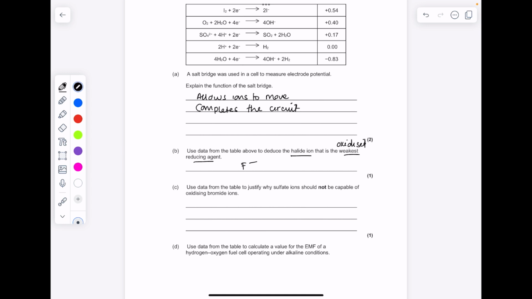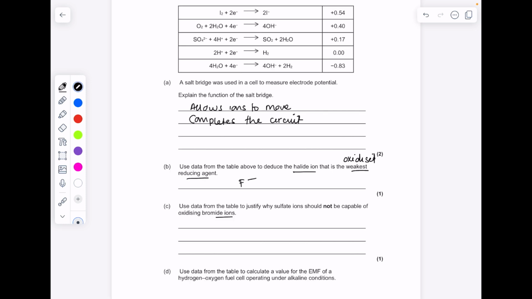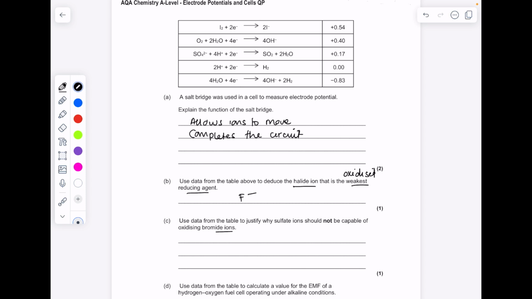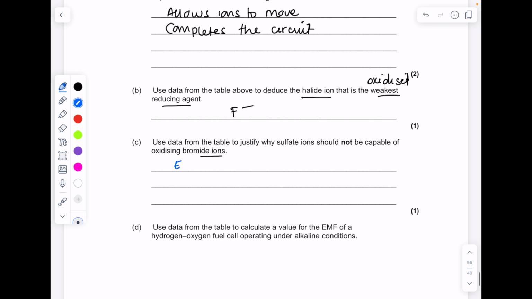Use data from the table to justify why sulfate ions should not be capable of oxidizing bromide ions. The bromide ions are being oxidized, which means they need a more negative E theta value compared with what's going on with the sulfate ions. So we're looking at these numbers here, and sure enough, the bromide equation has a higher E theta value. So that's what I'm saying there. The E theta value of the bromide equation is greater than that of the sulfate equation.